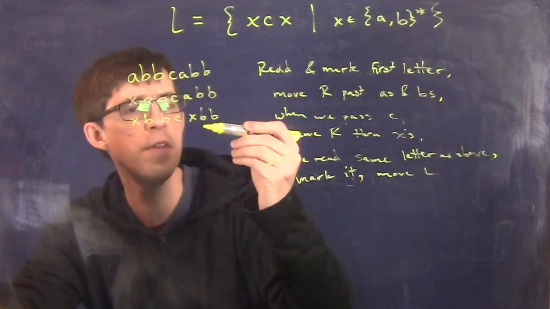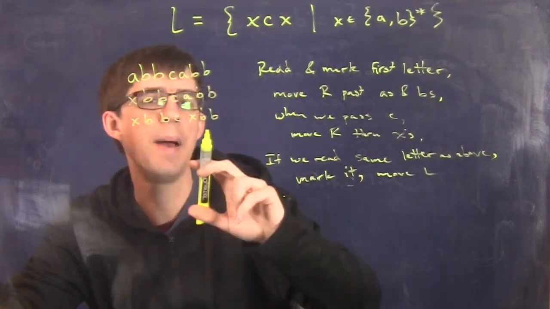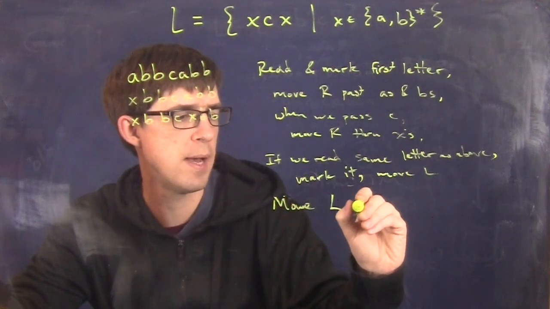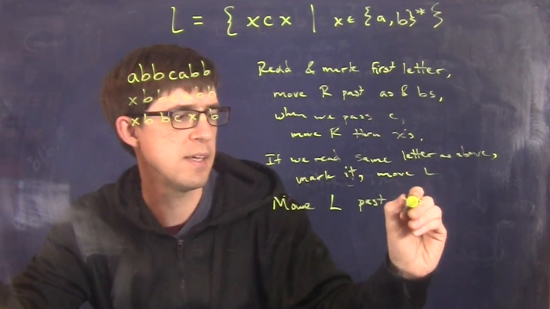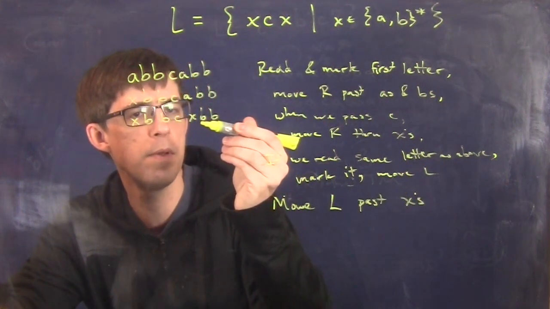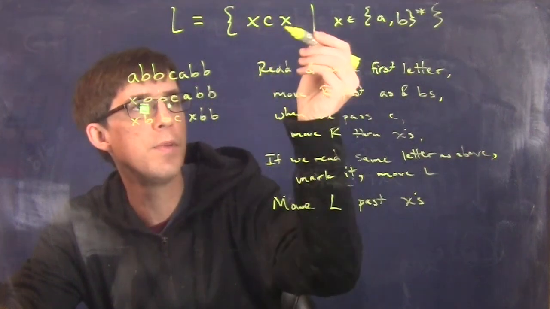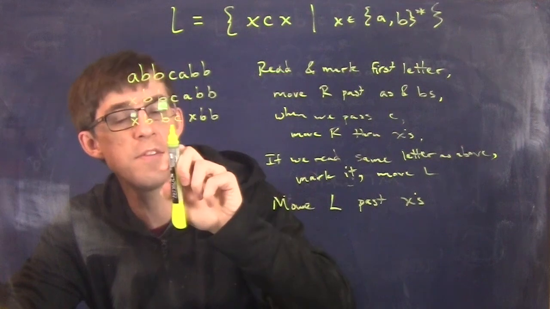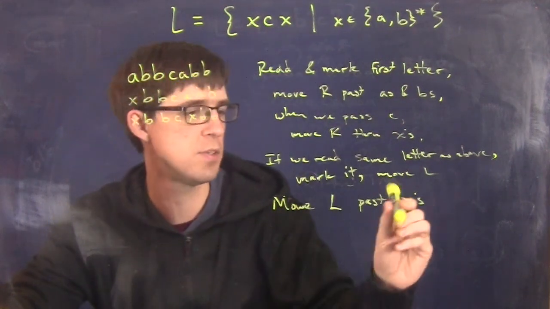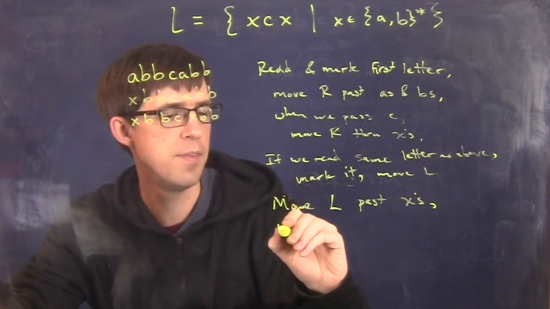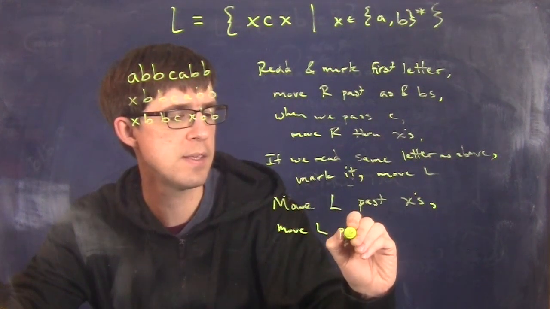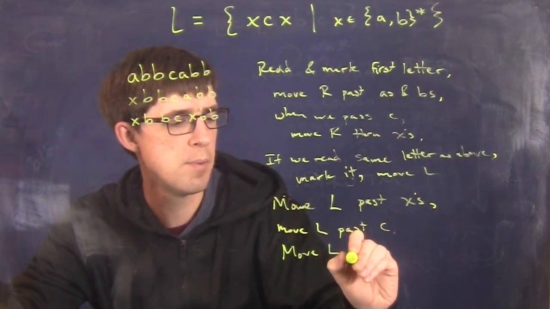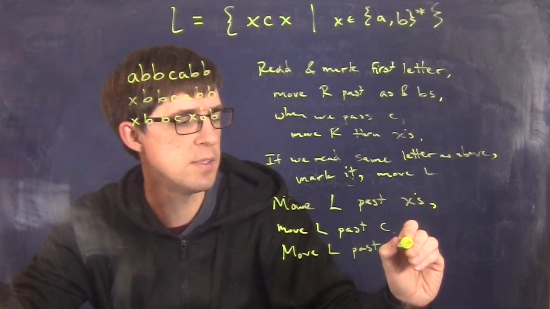And then we move to the left, right? And we're going to continue moving left a whole lot of times, past X's. That's when we're moving through the second half of this string. We're going to move past a bunch of X's. Then we're going to pass a C, and after the C, we're going to move past a bunch of A's and B's. So we move left past X's, then we move left past a single C, and then we move left past A's and B's.